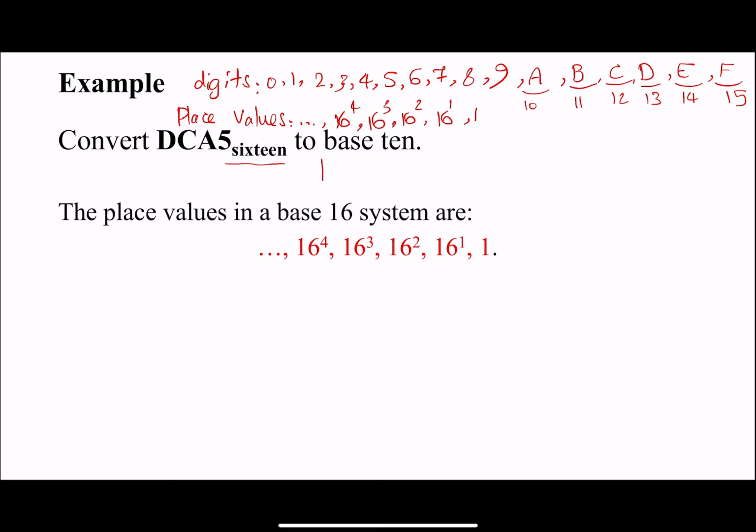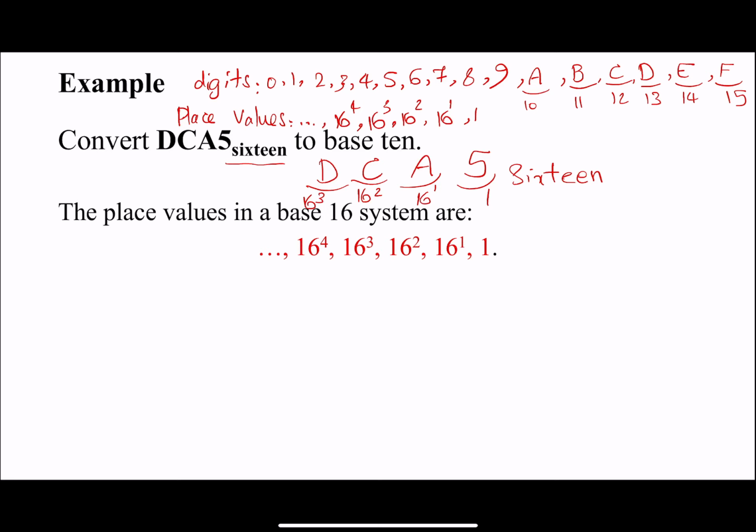So we have DCA5 base 16. Write down the place value of each digit from right to left. The place value of this digit is 1. For this one it's 16 to the 1. For this digit it's 16 squared. And for this digit it's 16 to the third power.